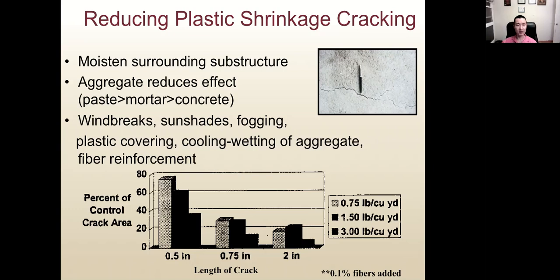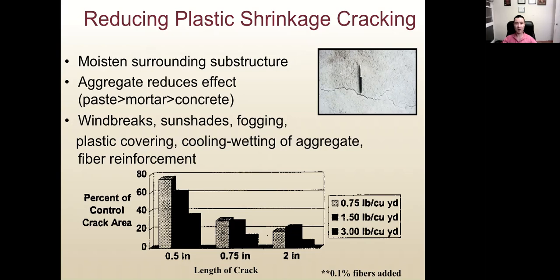We can also use windbreaks and sunshades to reduce the wind and reduce the temperature, or use fogging to provide extra moisture, or plastic covering. Or we can use cooling and wetting of aggregate. We pre-soak aggregate in water, and after we cast the concrete, this aggregate will slowly release moisture to the cement paste, so reducing plastic shrinkage.